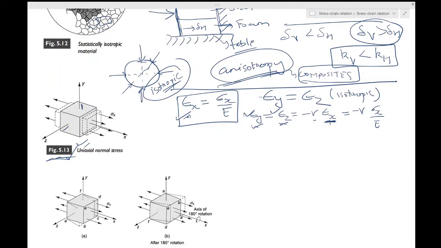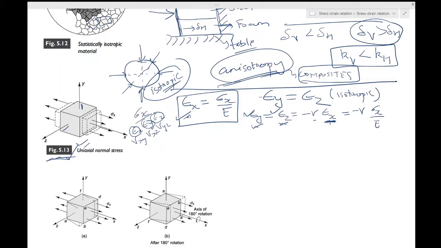Now we would consider the possibility of the shear strains resulting. So we have taken care of, remember there is one stress sigma x, and what are the possible strains? Epsilon x, epsilon y, epsilon z. Then you would have gamma xy, gamma xz, gamma yz. So we have taken care of these three for now.